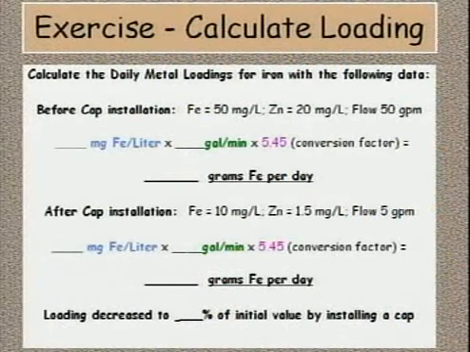So let's do another exercise. In this case, we have two sets of flow and water quality data for a seep from a waste rock dump, both before and after the installation of a cap. First, calculate the loadings for iron, and use those two numbers to figure out how much the cap reduced the loading from the source. And this is the amount we're going to have to treat. So please give this a try. We'll be back in a couple of minutes and see how you did.